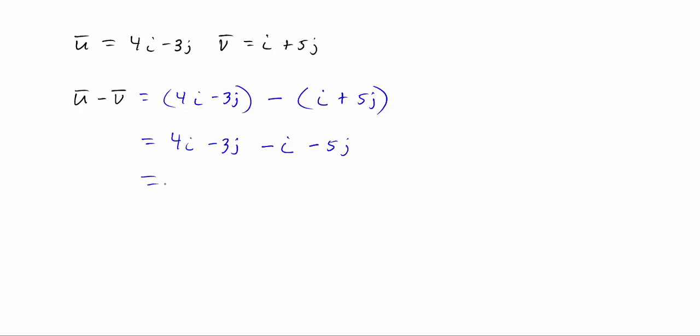And then once again, we're basically going to combine our like terms. 4i minus 1i would be equal to 3i. And then negative 3j minus 5j would be a negative 8j. So there we have our vector.